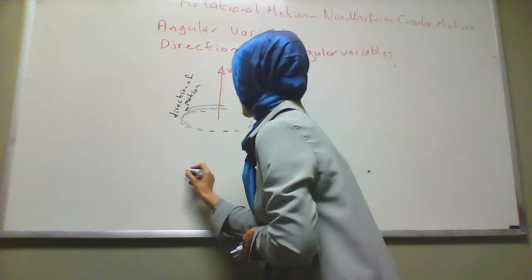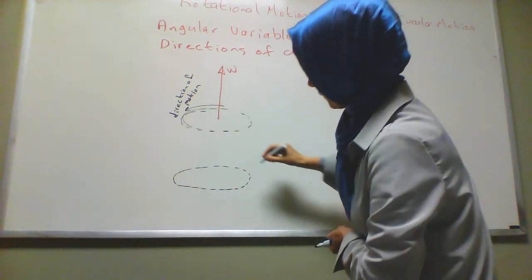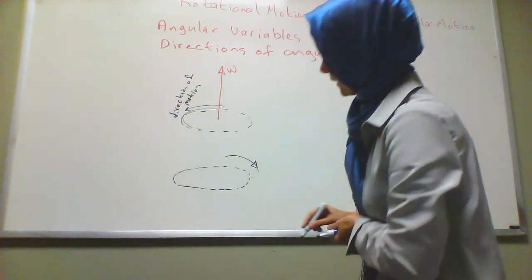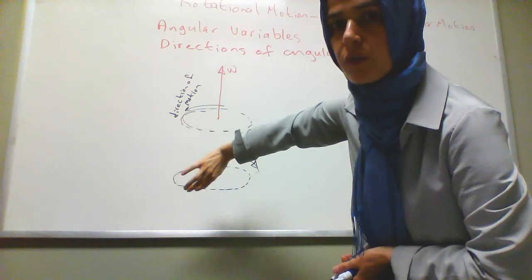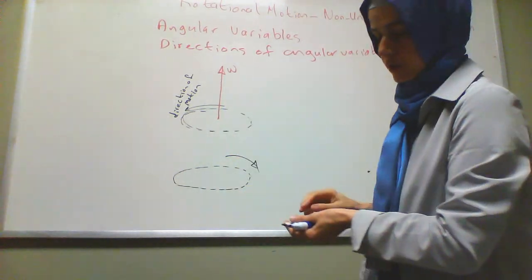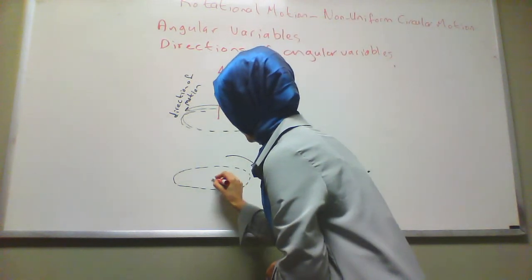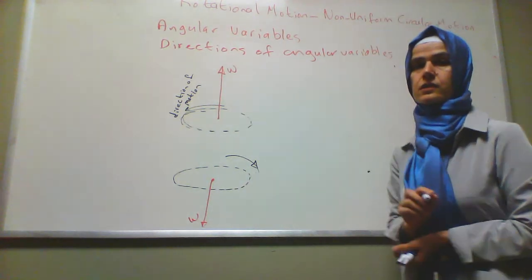If the direction of motion was opposite, so now this disc is along horizontal again, rotating in this direction, then we again hold it, wrap it with our four fingers, and the direction of our thumb is again the direction of angular velocity. So it's down in here. This is the direction of angular velocity.